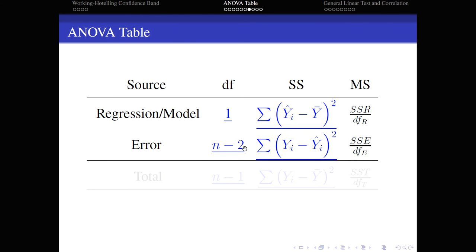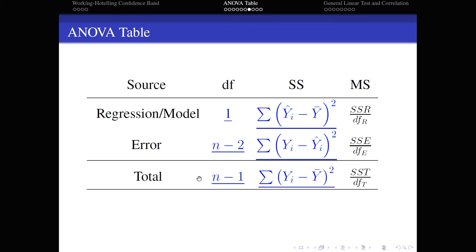Error is also just what we had earlier, with n minus 2 degrees of freedom, the sum of y minus y hat quantity squared. And then SSE over DFE is the mean squares error, the MSE. And then for total, we have n minus 1 degrees of freedom, the sum of y minus y bar quantity squared, and then SST divided by DFT is the mean squares total.